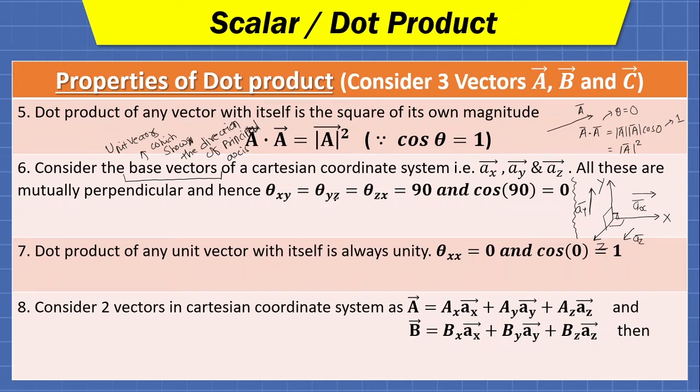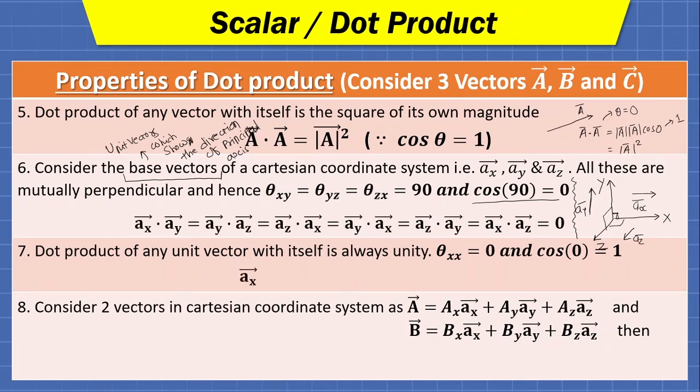So theta xy, theta yz and theta zx all will be 90-degree, and we know that cos 90 is nothing but 0. So performing dot product with base vectors will result into 0. Fine. So any dot product with different principal axis direction will be 0.